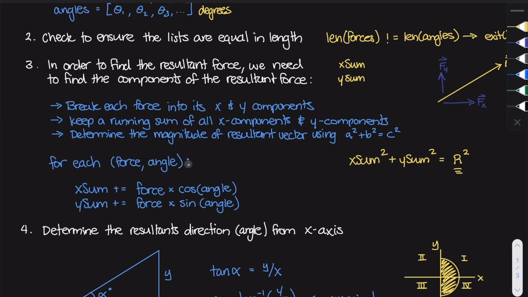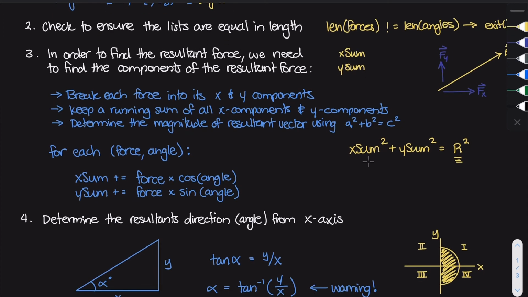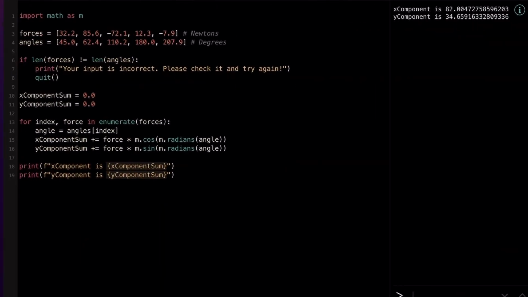Well, once we figured out the x sum and the y sum, what we need to do is determine the magnitude of the resultant force. And that's pretty simple to do. We're just taking a squared plus b squared is equal to c squared, and we're solving for c. In our case, our resultant magnitude is c. So let's go ahead and do that in code.